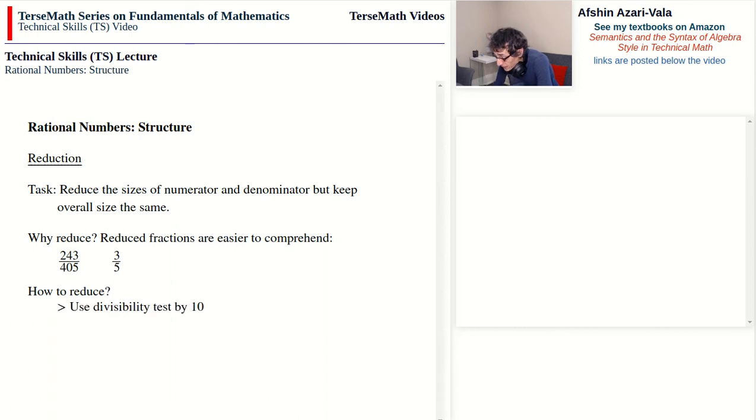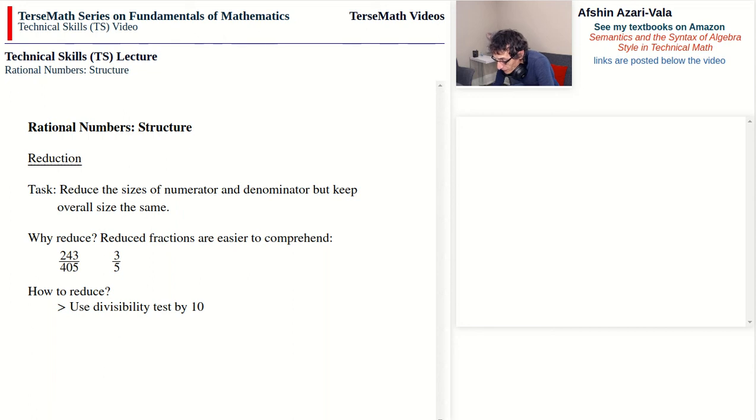the divisibility test by 10. And the reason I choose 10 first is because number one, it's so easy to divide by 10, you just cross out a 0. And number two, because 10 is a large number, it makes your numbers much smaller, much faster.